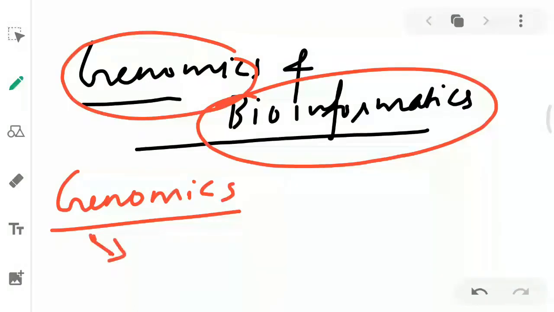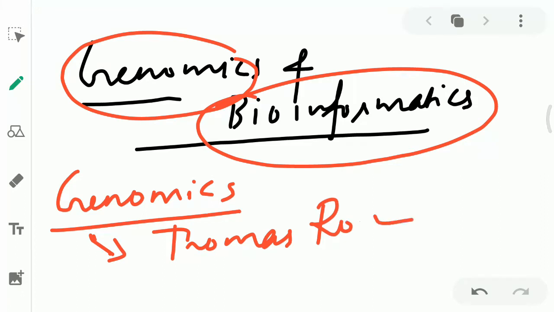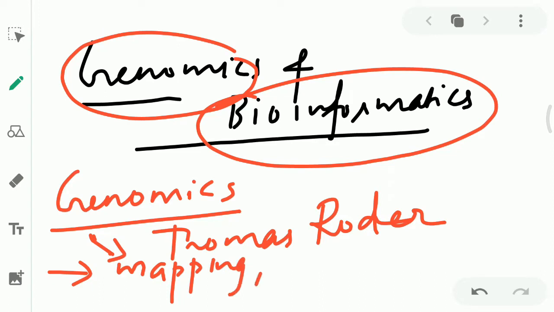The term genomics was coined by Thomas Roderick. Actually, this is a special branch of biotechnology which is dealing with mapping, sequencing and analyzing genome.